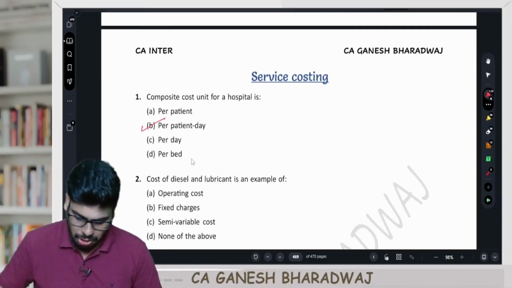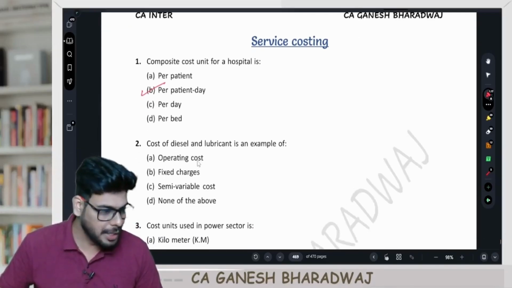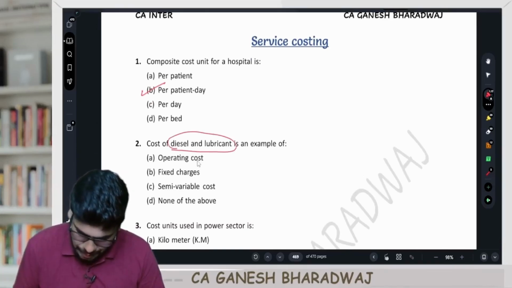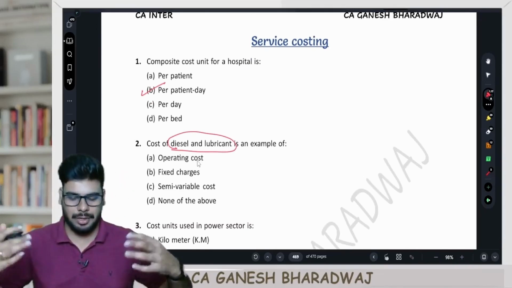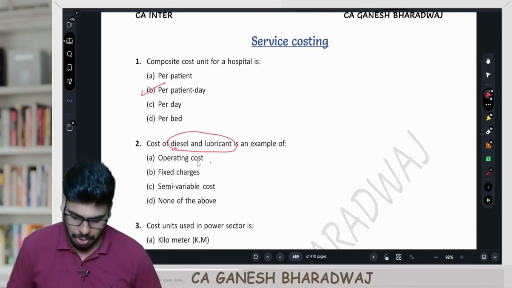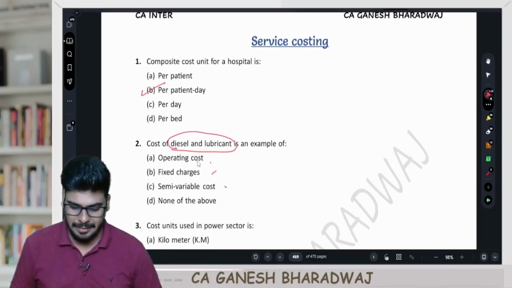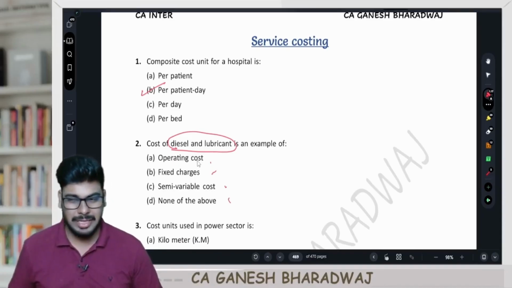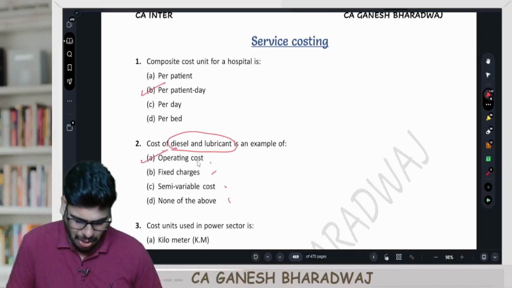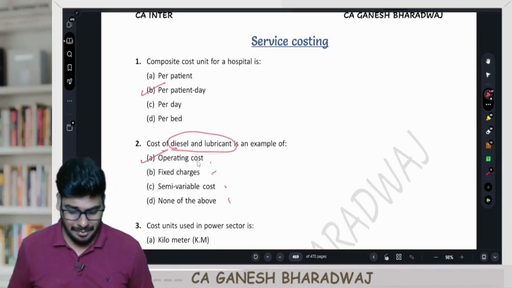Next, the cost of diesel and lubricant is an example of. Diesel and lubricants generally is for, let's say, your transportation sector. No. Operating cost, fixed charges, semi-variable cost, none of the above. Which can you put it? You put it as operating cost. I don't know what relevance it has got.